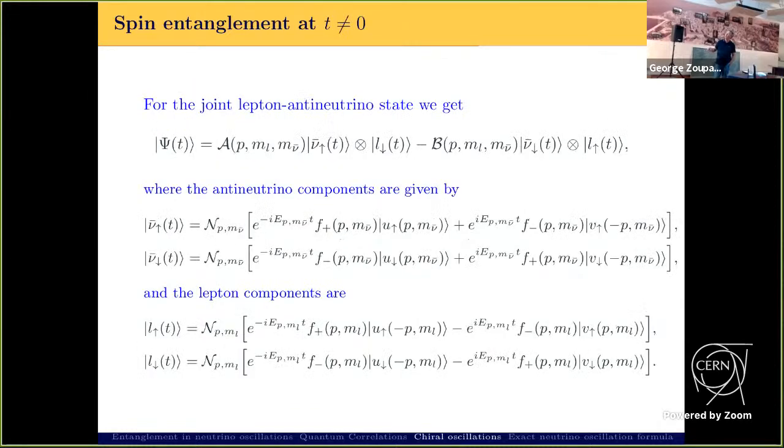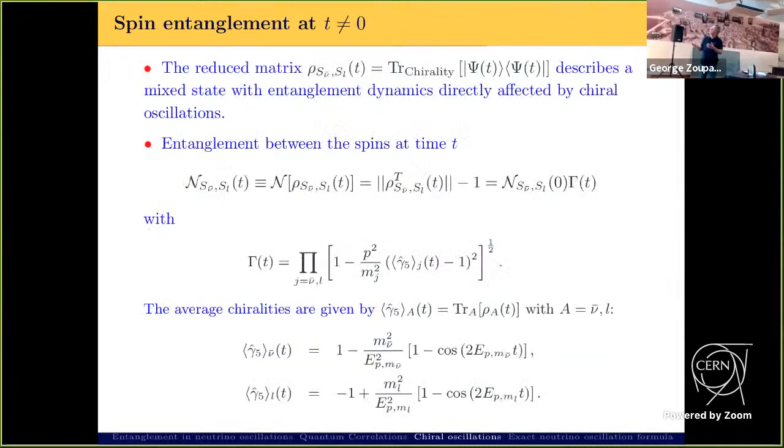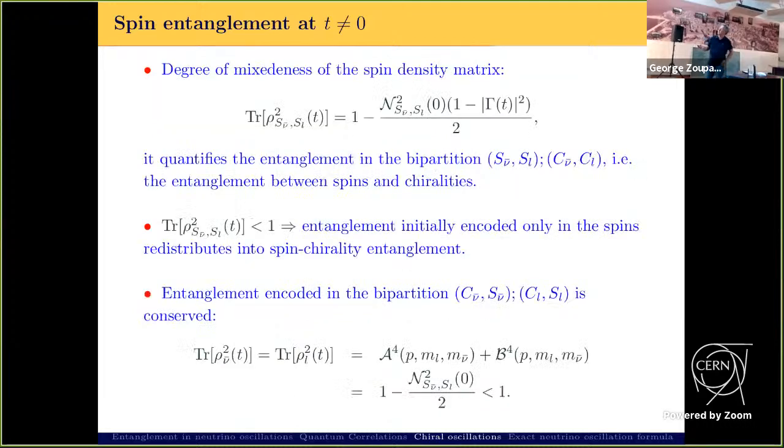When we evolve in time, chiral oscillations take place. Now, what happens is that these chiral oscillations take part of the initial entanglement in the spin and transfer it to entanglement between chiralities. But then what we do is trace over chiralities, and we measure the spin-spin correlation, and we find the effect of chiral oscillations. And this is particularly nice.